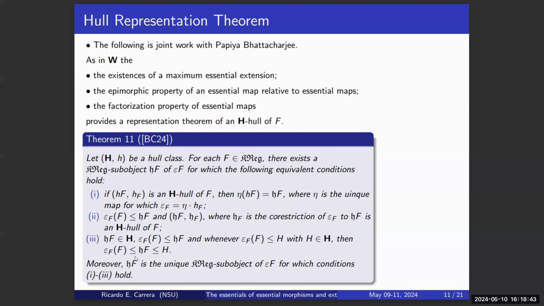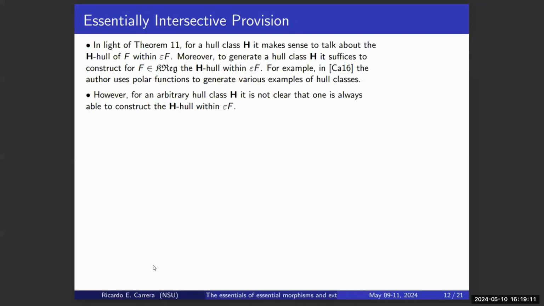And so if you have any kReg subobject of EF that satisfies any one of these requirements, then in fact it's going to be an H Hall. And because all of them get mapped to the same thing, it makes sense that you can call it the H Hall itself, okay? And so you can show that this is the unique object for which all these properties hold. Okay, so how does this help?